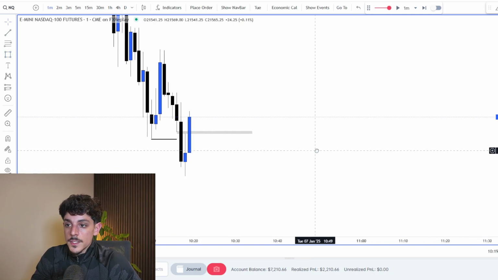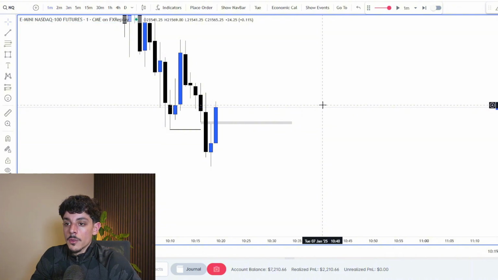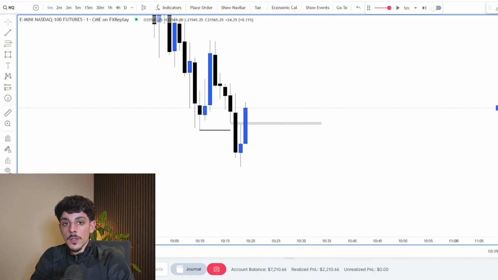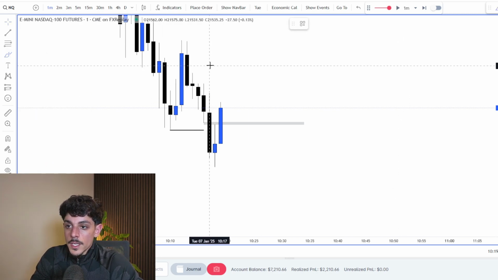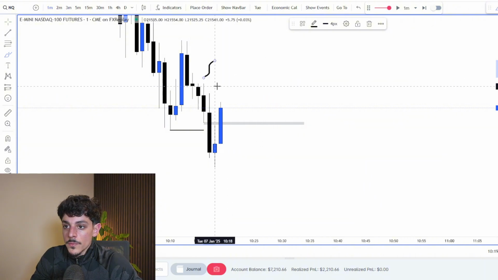So what is a V signature entry? It is when the 4th candle after the fair value gap creation is the candle that will disrespect the fair value gap. So let me show you here. We have the first candle, this is the second, and this is the third.